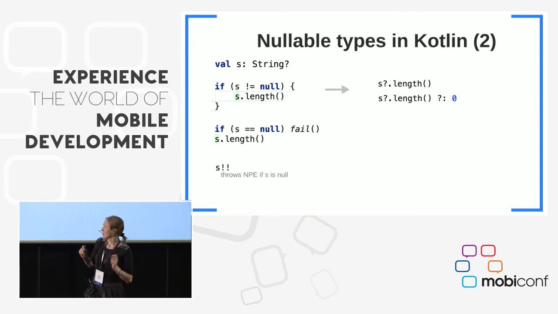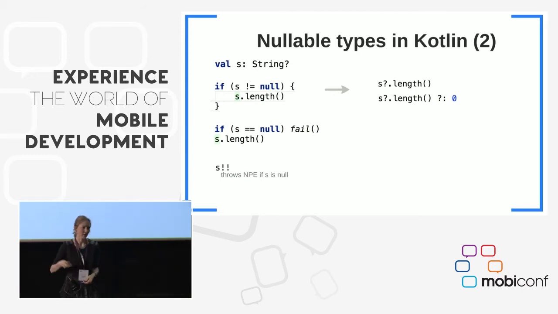Or there is a way to throw a null pointer exception explicitly. Actually, Swift has a similar notation. They have similar nullable types, and they also have this unsafe dereference operator. But in Swift, it's expressed with one exclamation mark. In Kotlin, it's two exclamation marks, which says you shouldn't overuse it. Try not to use it at all. It's just in case. Try to safely check all your variables for being not null.